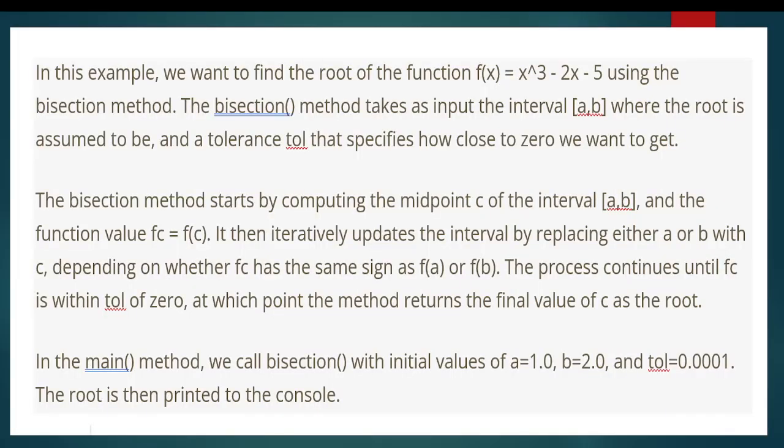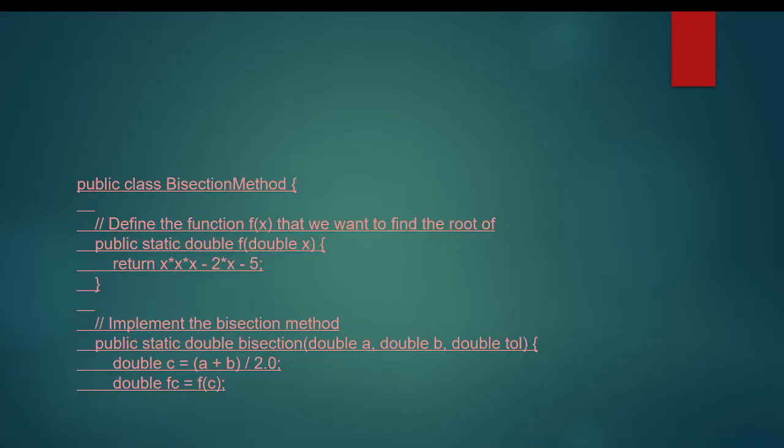Here is an example of how a nonlinear equation can be solved, like x cube minus 2x minus 5. It can be solved using the bisection method by evaluating the midpoint and calculating the function value at both a and b. And this is the code to execute the bisection method using Java.